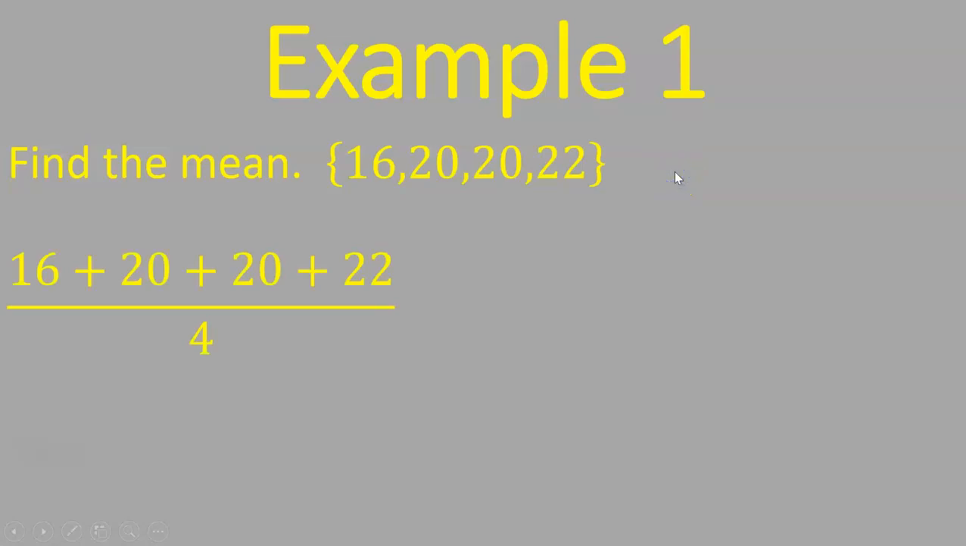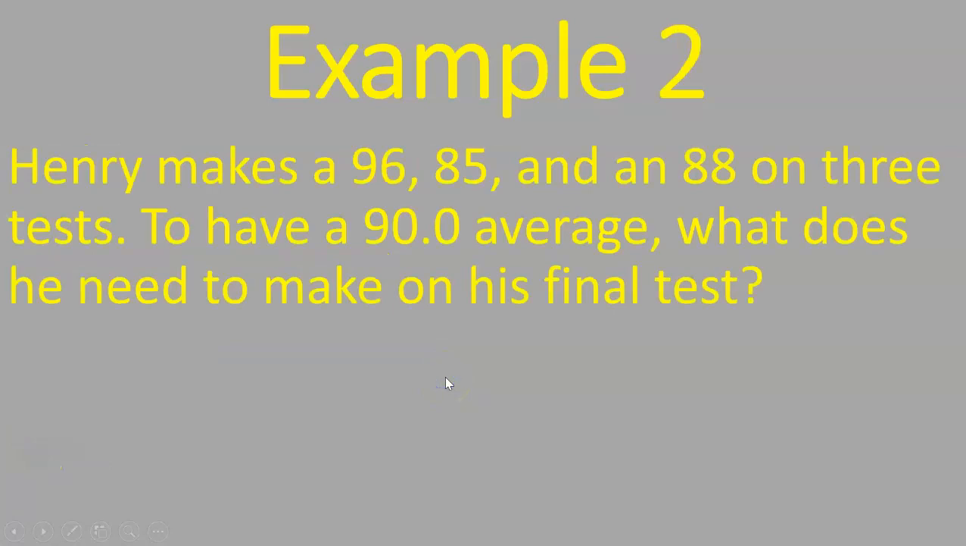You add those numbers up and divide by 4. Okay, so the total would be 78. 78 divided by 4 is 19.5. So it would be as if you had 4 19.5s. That would be an equal distribution of your total. That's what the significance of the mean is.